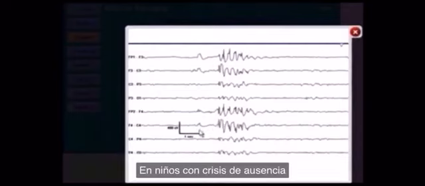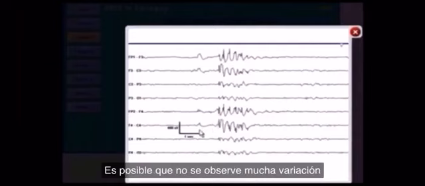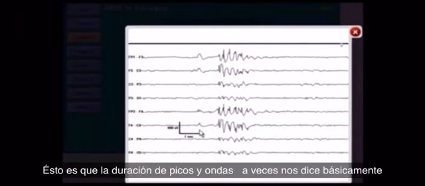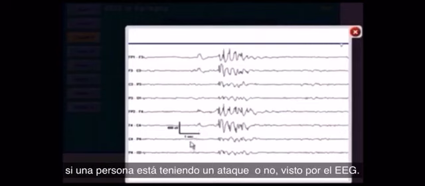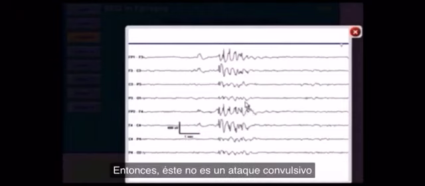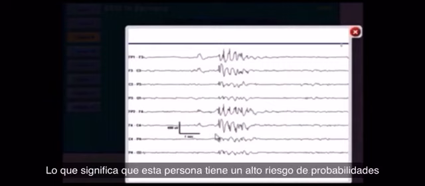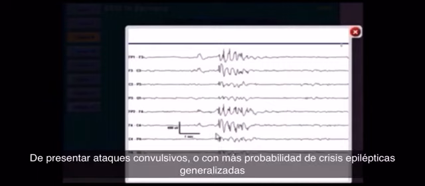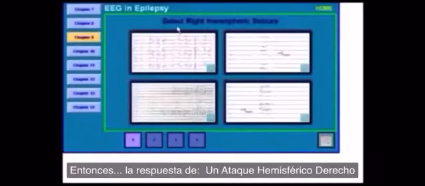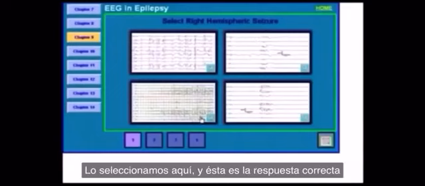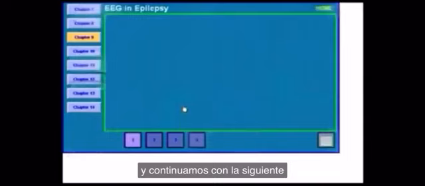In children with absence seizures, you may not see a whole lot of variation. So it is the duration of spike and wave sometimes that basically speaks to whether this person has an electrographic seizure or not. So this is not a seizure, but this is epileptiform discharge, meaning that this person is at high risk for seizures, most likely generalized epilepsy. So the answer, select right hemispheric seizure. So what I'll mark here is here, and this is the right answer, and we'll move on to the next slide.